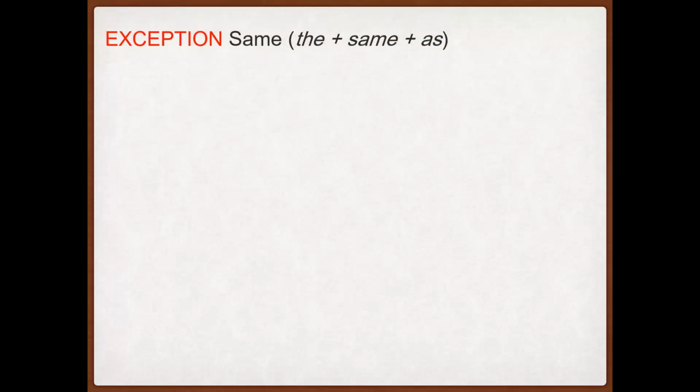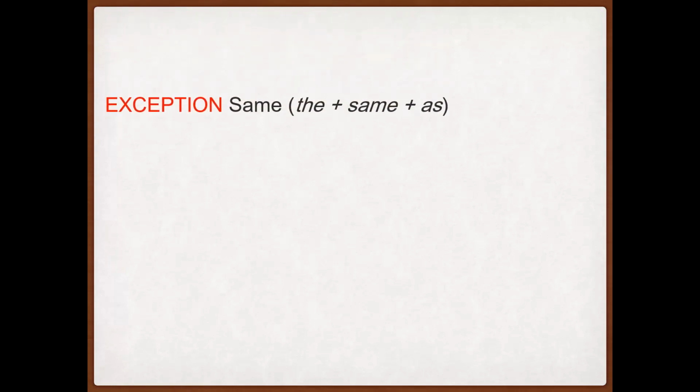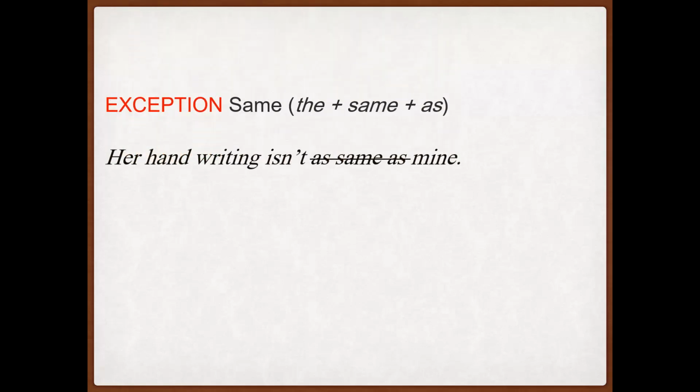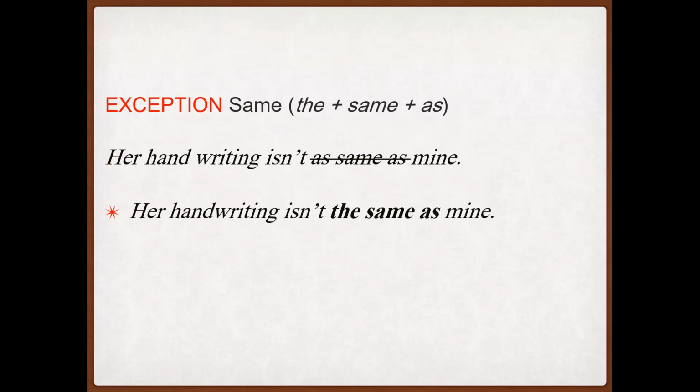There's an exception in the form of equatives with same. We don't use the normal form as plus same plus as. Instead, we use the plus same plus as. The sentence has to be something like, her handwriting isn't the same as mine.